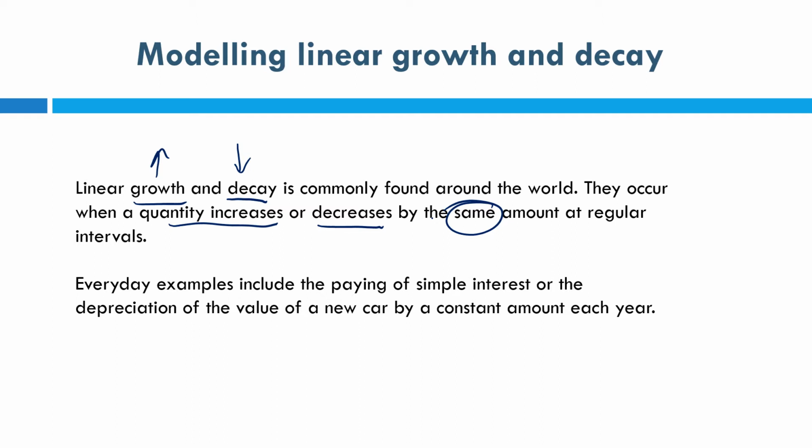Everyday examples include things like the paying of simple interest or the depreciation of the value of a new car by a constant amount each year. So obviously the depreciation means it's going down in value by a constant amount every year.